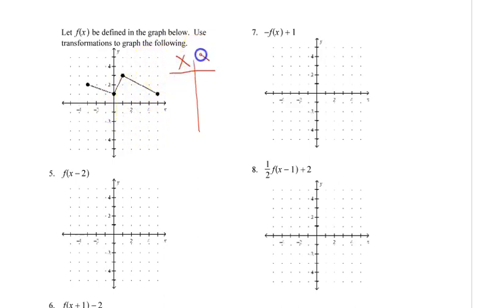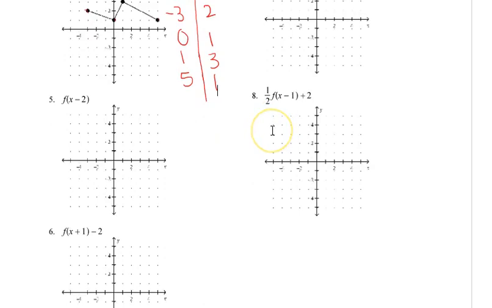So this is my x and this is my y. And this dot right here looks like it's negative 3 up to 1, 2, 3. This point right here is 0, 1, and then 1, 3. So I'm making my own table of values, and this one's going to be 5, 1. And you're going to use this table for every problem on this page.